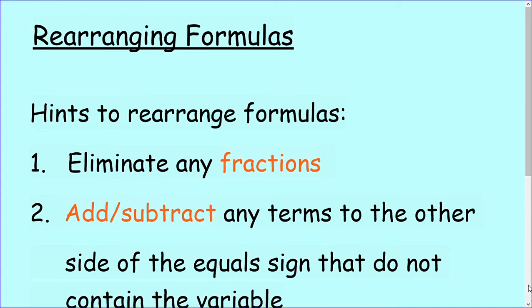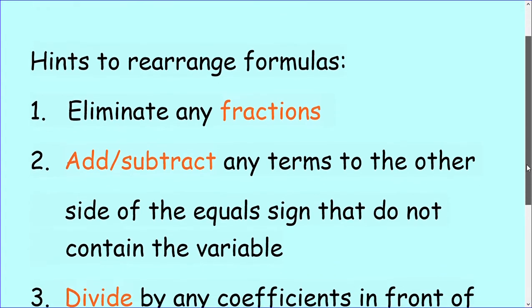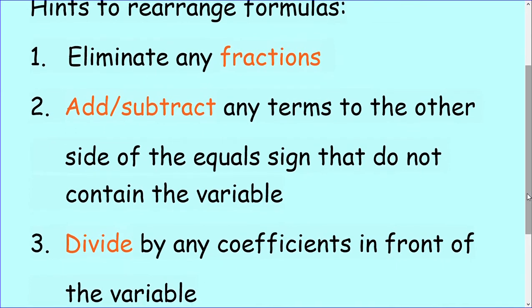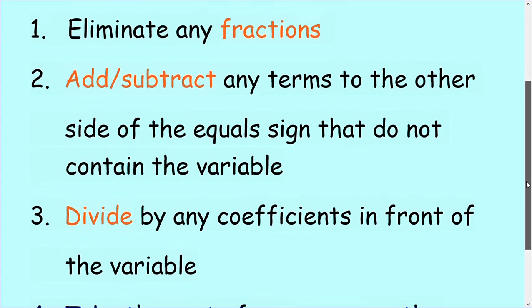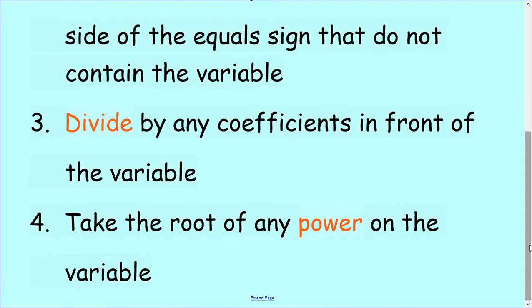The second step would be to add or subtract any terms to the other side of the equal sign that do not contain the variable. So we're trying to move things over that we might be able to combine, or to get things to the right side, maybe so it has a positive sign instead of a negative sign. The third step would be to divide by any coefficient in front of the variable, so any numbers that show up in front of whatever letter you're trying to solve for.